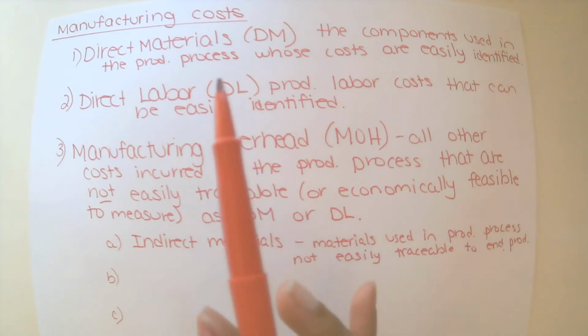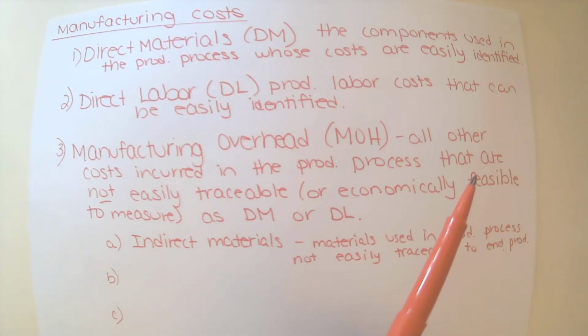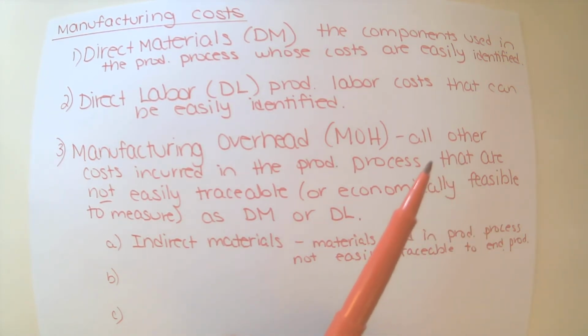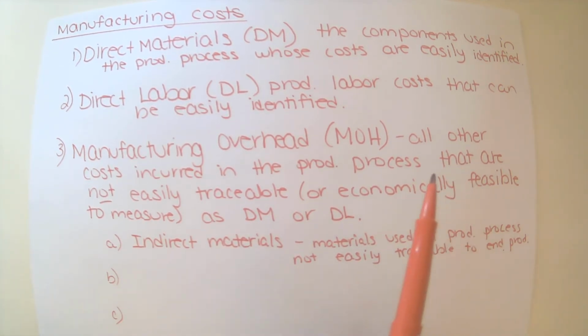You have to take that can of baking powder and divide it by all the 1/4 teaspoons that are in there. That would be very laborious, right? And then you have to take that 1/4 teaspoon to the batch and divide it by the number of cookies that you made in that batch. It's just not worth it. It's not economically feasible to measure. You would spend more time calculating that than it's worth. So it would be classified as an indirect material.